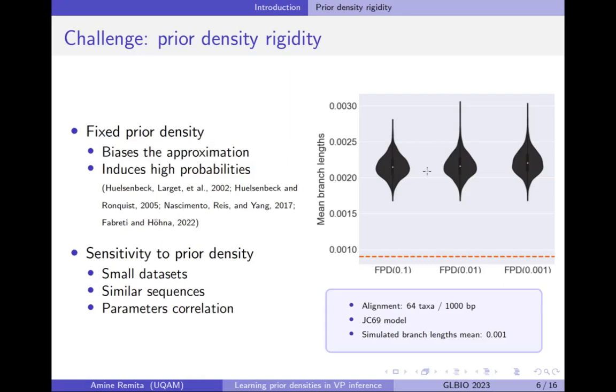For example, this figure shows the prediction of branch lengths using 3 variational phylogenetic models with fixed exponential priors over the branches, each model with different rates. The dashed line corresponds to the true branch length mean of the sequences, which approximately corresponds to 0.001. We can notice that the VP models predict 2 times the true branch lengths, even when using the true rate as prior hyperparameter.